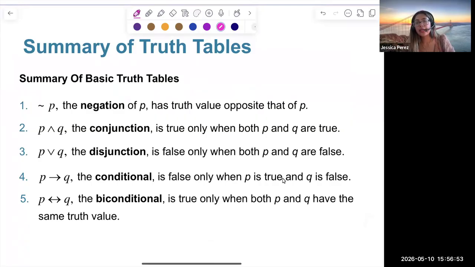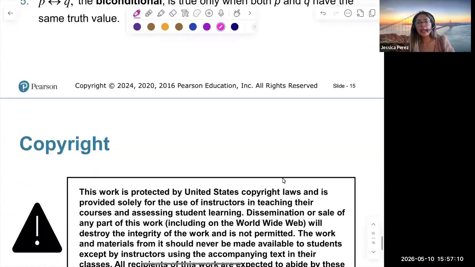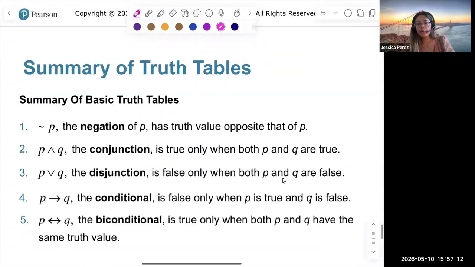So you have basic conditions. The conjunction is only true if P and Q are true. The disjunction is only false when P and Q are false. The only false is when P is true and Q is false for the conditional. And you only have true when P and Q are true. And with that finishes our section 3.4.